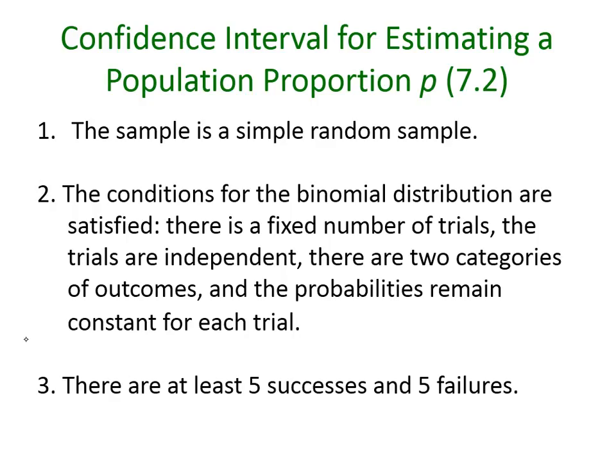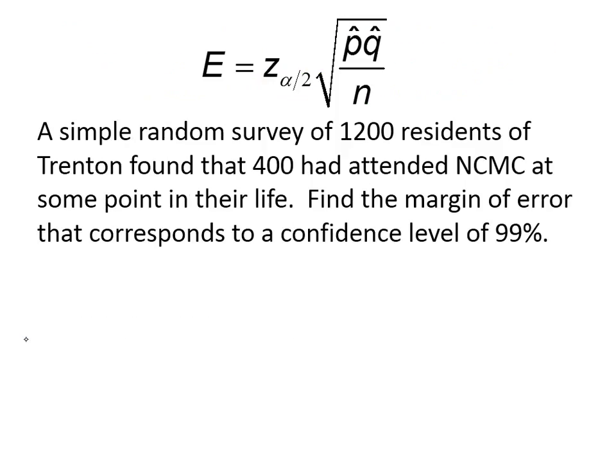Did I have a simple random sample? We're pretending that's true. Was it a binomial distribution? Was there a fixed number of trials? I surveyed 1,200 people. Was each trial independent? When I asked the first person, did they influence whether the next person went to NCMC or not? Okay. Was there only 2 categories? You either attended or you didn't attend. Did the probabilities remain constant for each trial? There is an actual proportion of how many people in Trenton attended NCMC. So that would be true. Was there at least 5 successes and at least 5 failures? Okay, I had 400 successes, which means I had 800 failures.